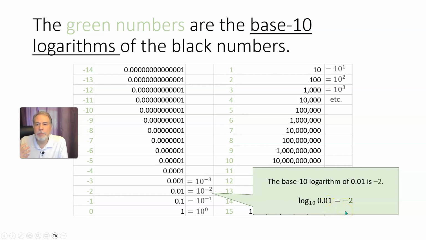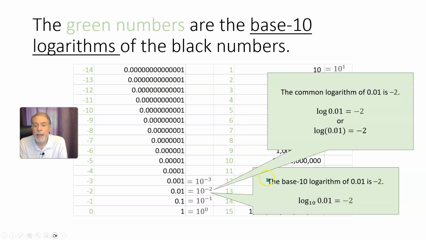And because base 10 logarithms are so common, if we write log without putting a little subscript, that usually means the base 10 logarithm. So so-called common logarithms are base 10 logarithms. If you see log of a number without the little subscript number that tells you what base is involved, it means it's the common logarithm or base 10 logarithm.